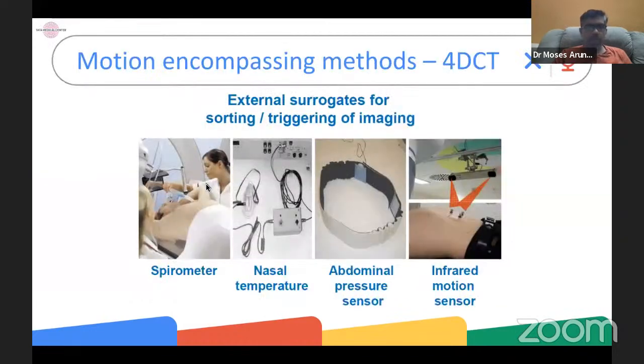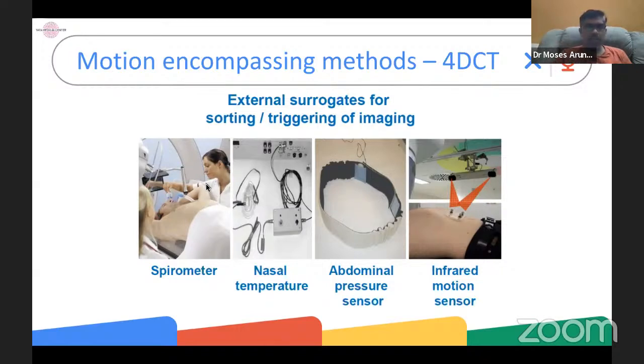So a little bit more in detail about how to go about acquiring a 4D CT scan. When you are acquiring a 4D CT scan, you need to correlate each image that is taken with the particular part of the respiratory phase in which it was taken. For correlating that, you need some external surrogate for tracing the respiratory cycle.